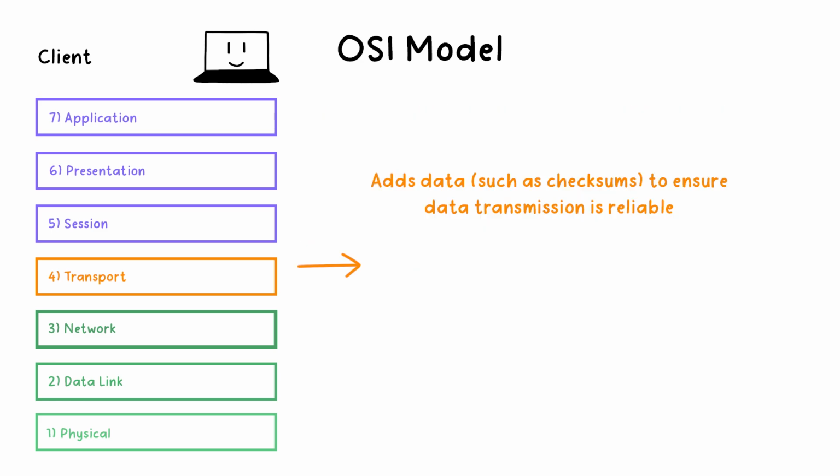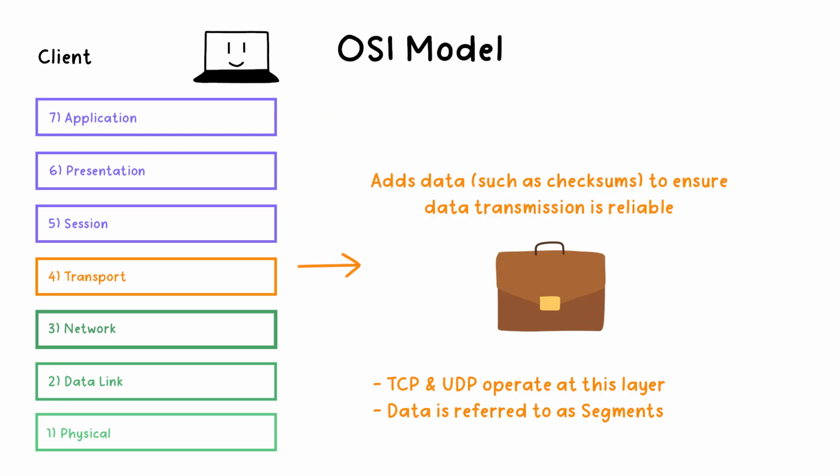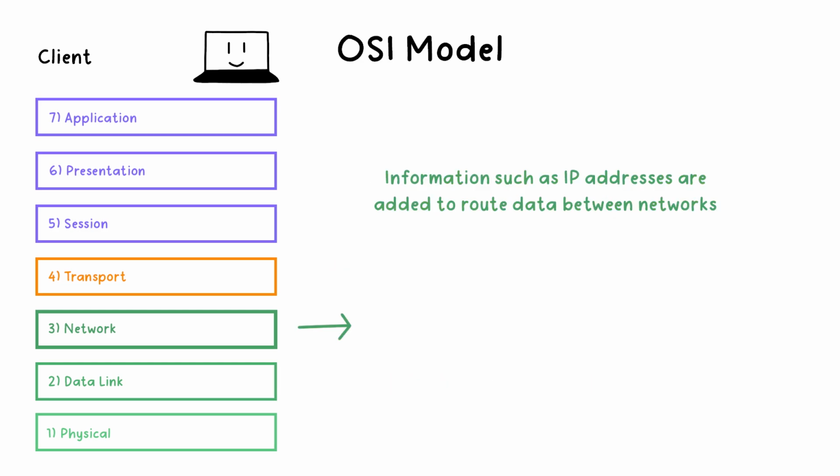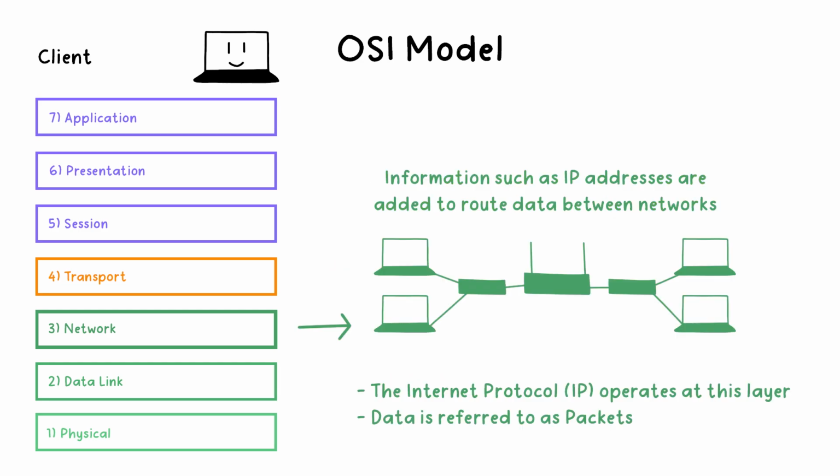On the next layer down, we have the transport layer, responsible for ensuring that the data transmission is reliable, performing error correction, and flow control between devices in a network by adding data such as checksums, using protocols such as TCP and UDP. Layer 3 is the network layer. The data unit at this layer is a packet, which uses IP addresses to identify devices. Here, information is added to route data between multiple networks, such as the source and destination IP addresses.